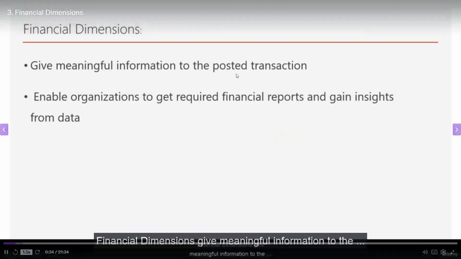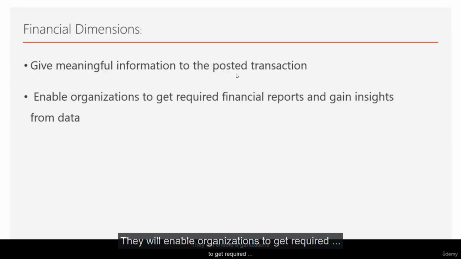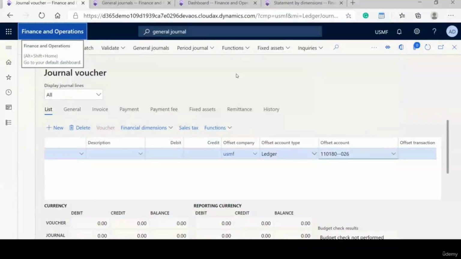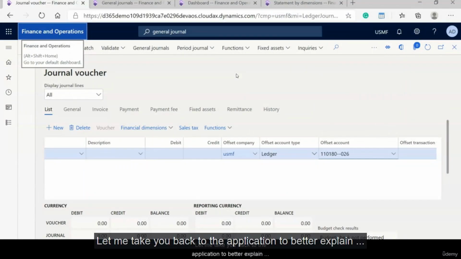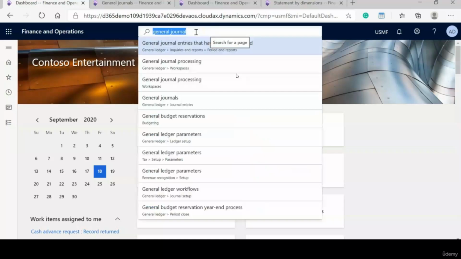Financial dimensions give meaningful information to the posted transactions. They will enable organizations to get required financial reports and gain insights from the data. All right. Let me take you back to the application to better explain what these financial dimensions are and how they are used. I'm taking you back to the general journals.